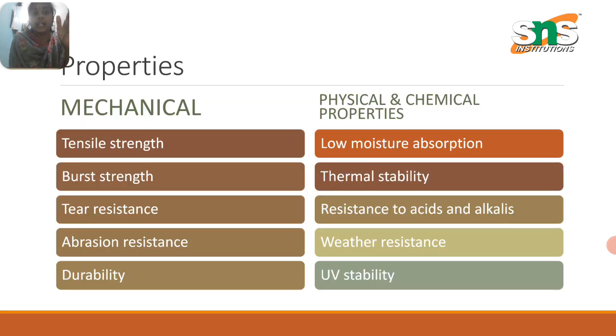So, what are the mechanical properties, and physical and chemical properties? Mechanical: tensile strength, burst strength, tear resistance, abrasion resistance and durability. Physical and chemical properties are low moisture absorption, thermal stability, resistance to acids and alkalis, weather resistance and UV stability.